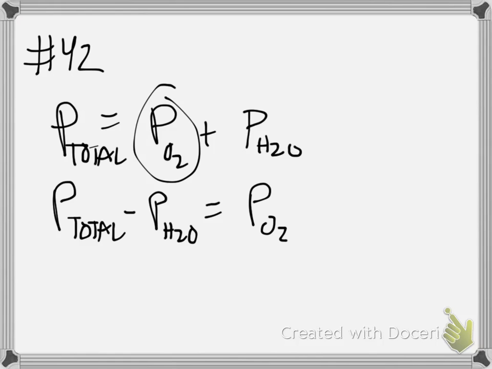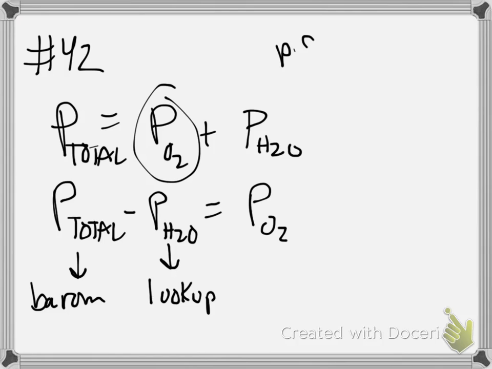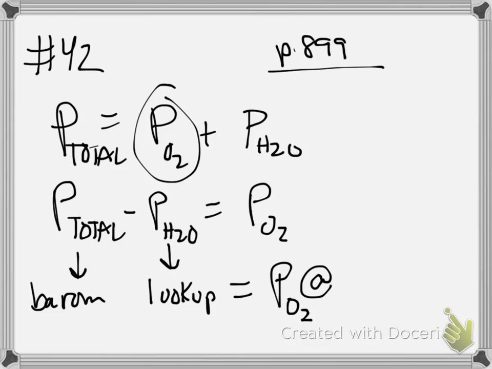And this is given in the problem. That's the barometer reading. This is a lookup. Do you remember where you look it up? In the back. Page 899, the partial vapor pressure of water. So there you're going to get the pressure of that O2 at, what is it, 15 degrees Celsius.